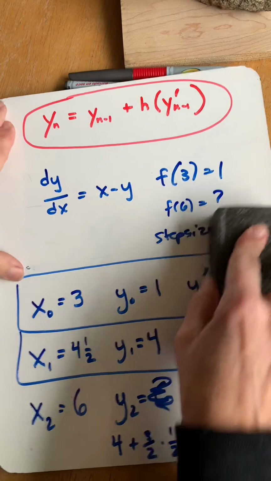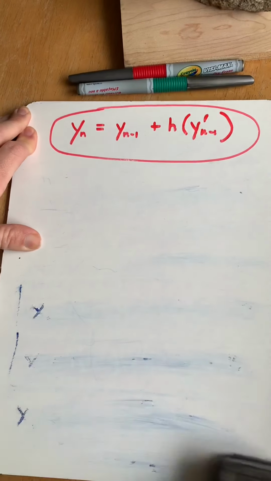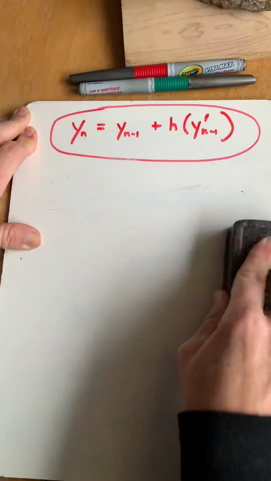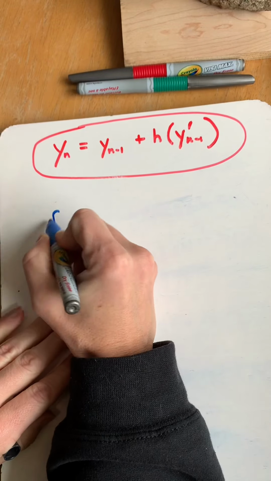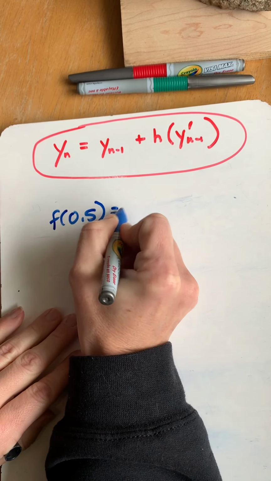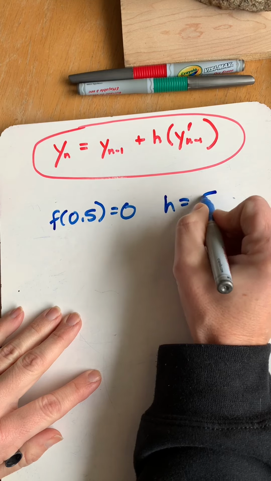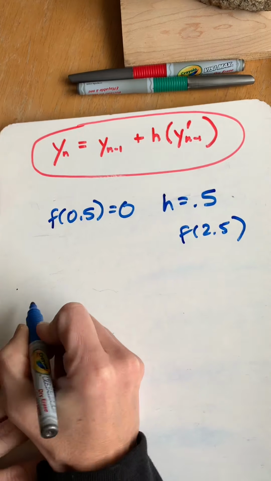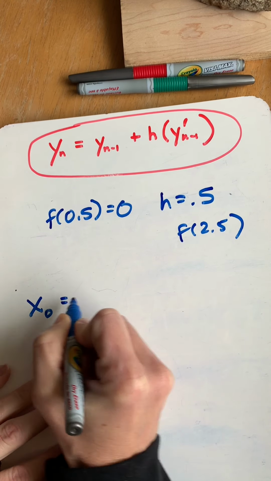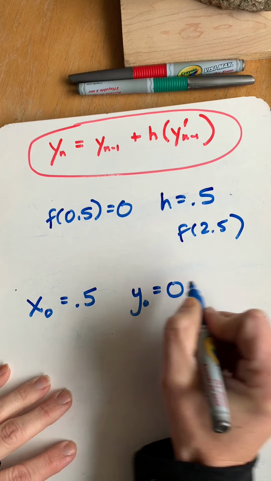Okay, next question for me is a table. So this looks really different than what we've done before. For the table, we are given that f of 0.5 equals 0. The step size is 0.5. And we're trying to find f of 2.5. So we're going to start like we always do. The first x is 0.5. The first y is 0.